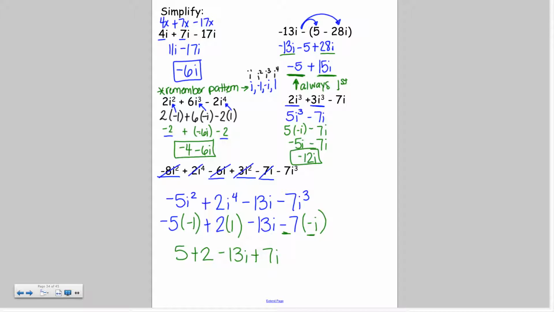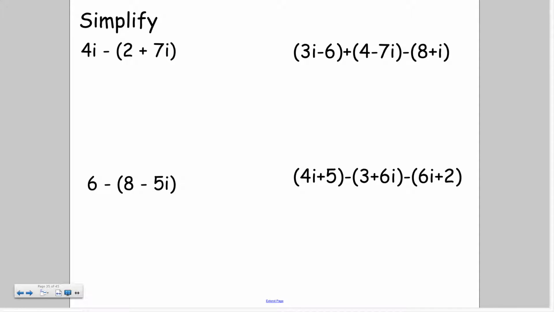Now I can combine like terms. So 5 plus 2 is 7. Negative 13 plus 7 is going to end up being a negative 6, and then I have my i. All right, and that is my answer for those. So we're going to go ahead and practice a few more of these.